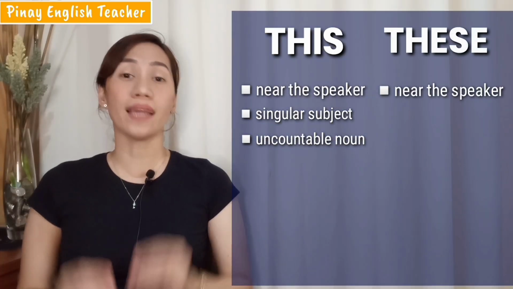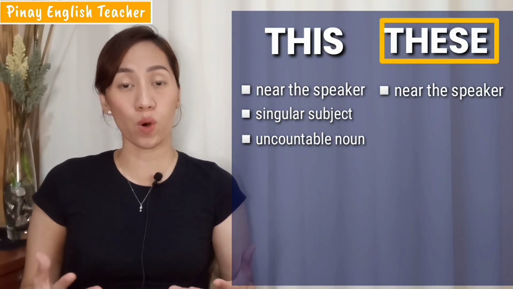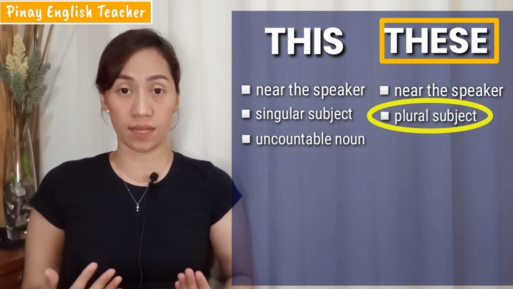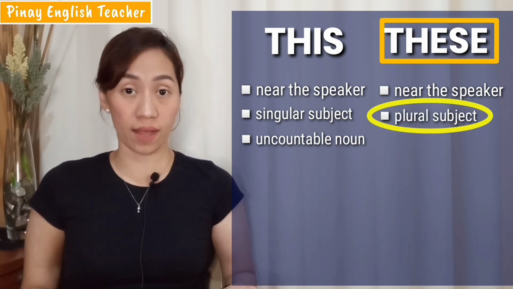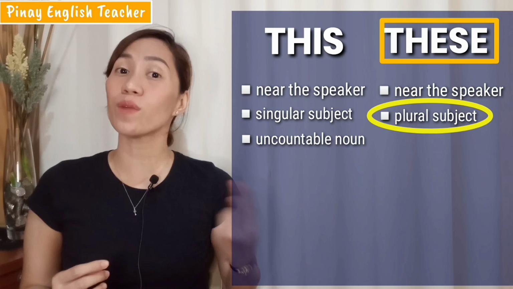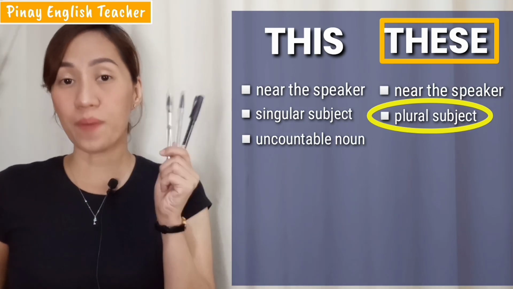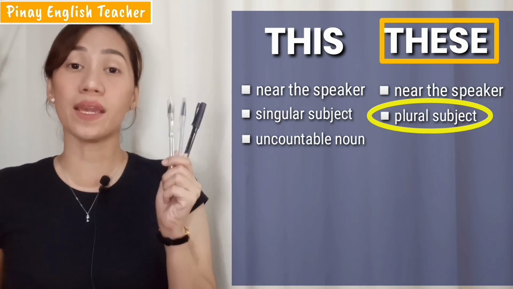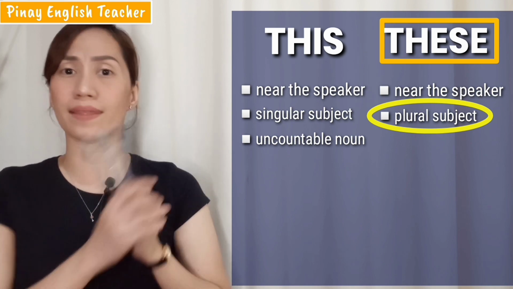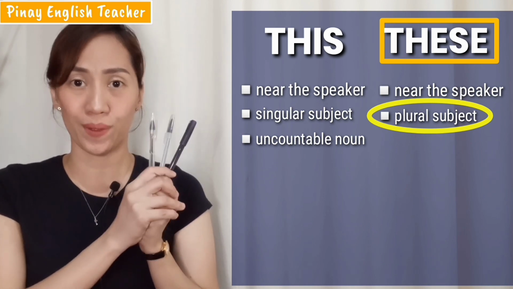Yung these naman ay ginagamit kapag ang tinutukoy mo ay isang plural subject. Ibig sabihin, more than one. Higit sa isa. Two or more. I have 3 pens in my hand. Ibig sabihin, higit sa isa. Of course, dahil tatlo ang mga pens na hawak ko.